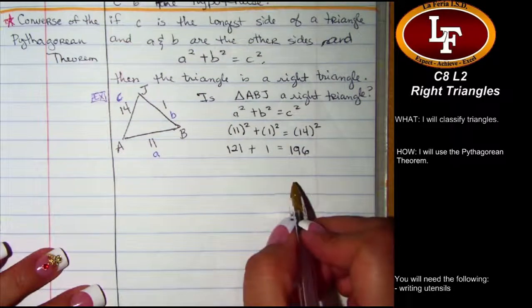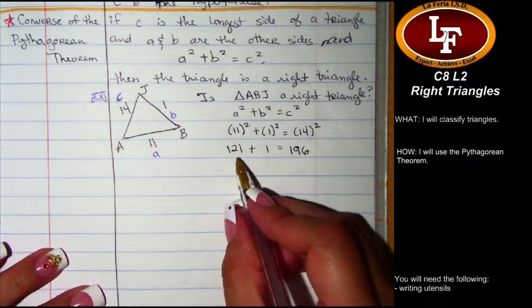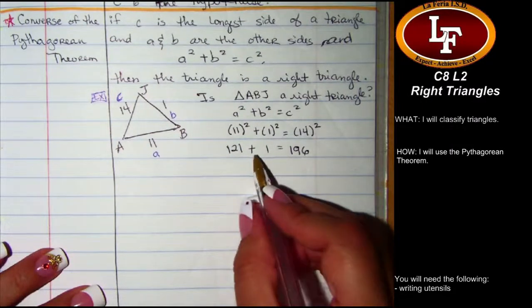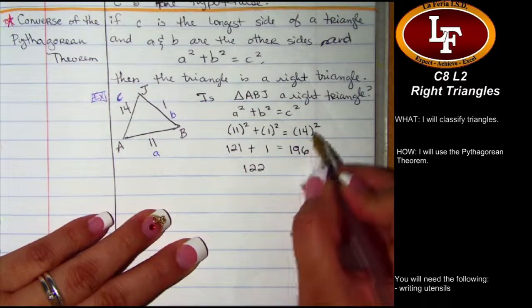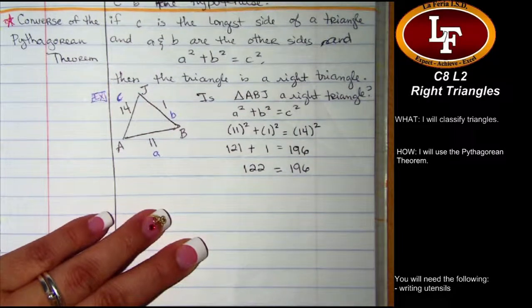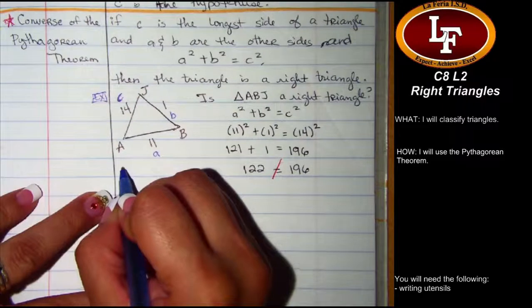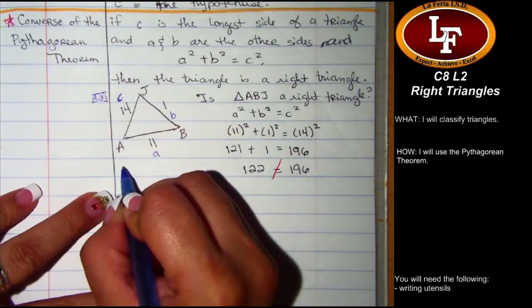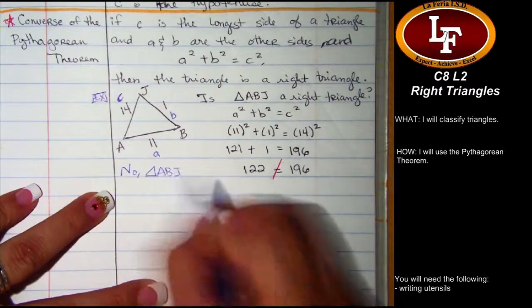Wait, isn't that a 121? 1 times 1 is 1. Yes, it's 121 plus 1, which is 122. Then why is it 196? The 14 squared. Oh, okay. All right, so is 122 the same as 196? No. So there's no way that this triangle ABJ is a right triangle.